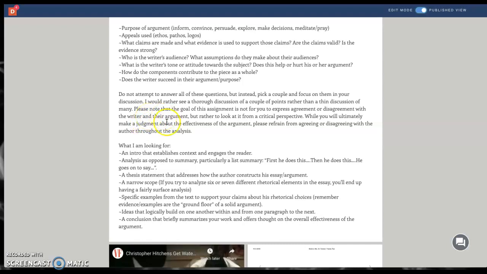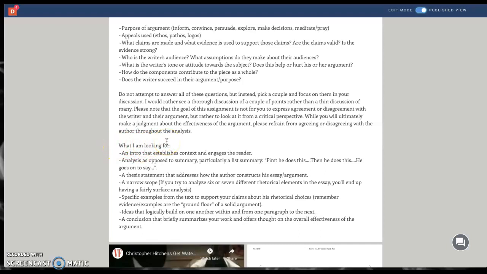And again, this is another thing. The goal of this assignment is not for you to get to the end of it and say, oh, waterboarding is torture, or waterboarding isn't torture. If that literally is your conclusion, you should go back and re-look at it. You're not arguing about whether it is or isn't torture. That's Hitchens' argument. What you're doing is arguing about whether the essay is or is not effective.